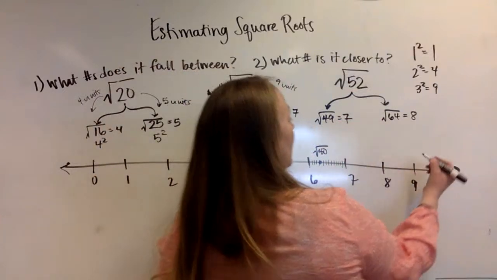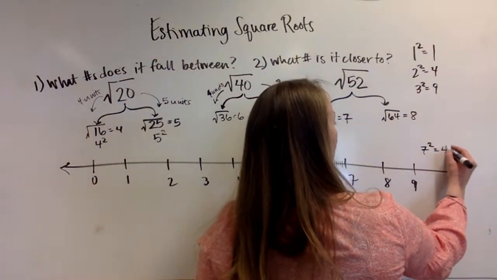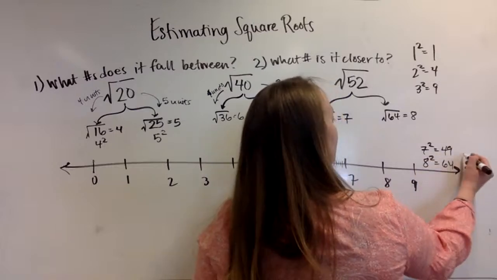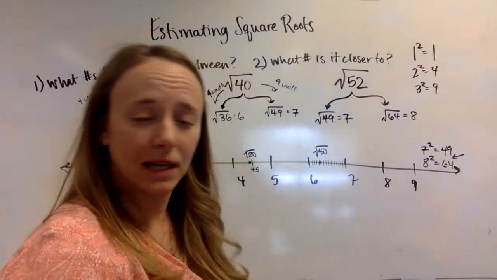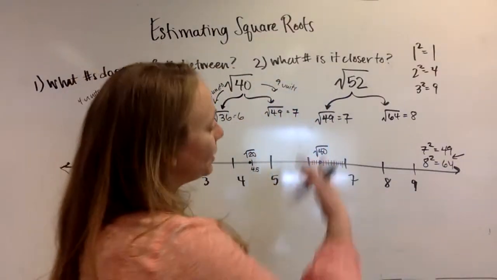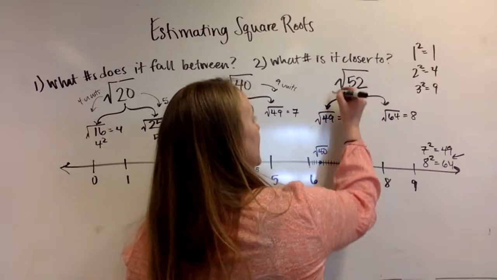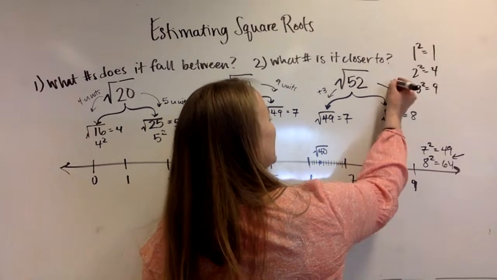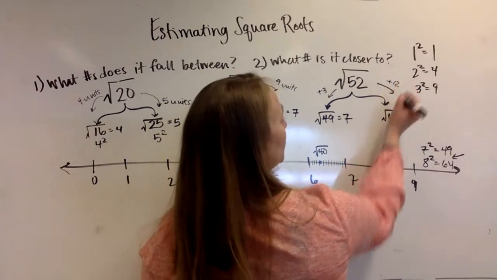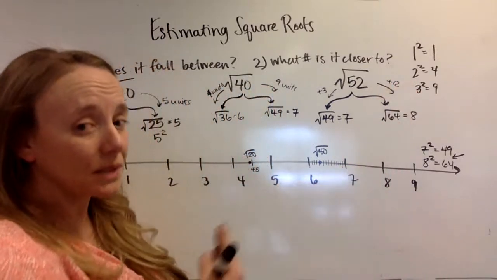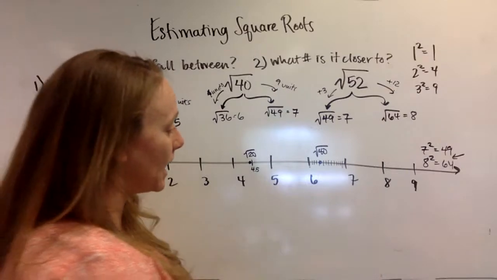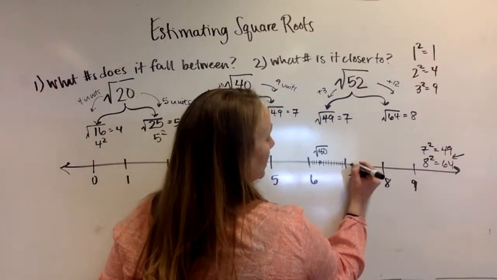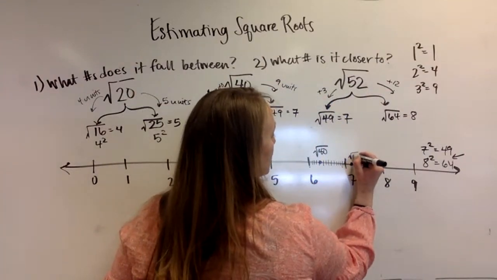If I look at this, if I got all the way down here, 7 squared is 49. 8 squared is 64. 52 clearly falls in between those two numbers. It's 3 units away from 49, and it's, oh, what is that, 12 units away from 64? So it's substantially closer to 7 than it is to 8, by a really decent amount. So I'm actually going to put this one right there, pretty close to 7.